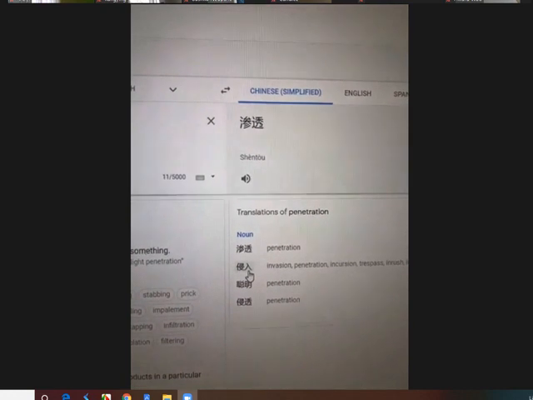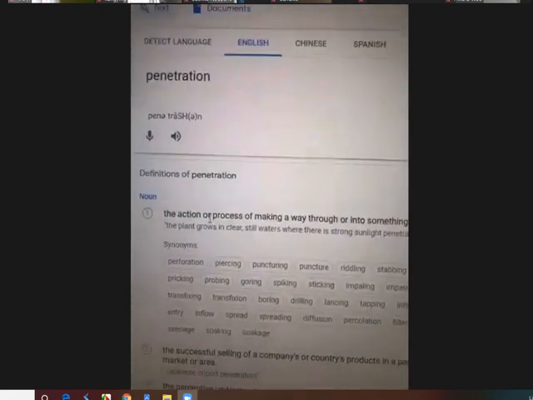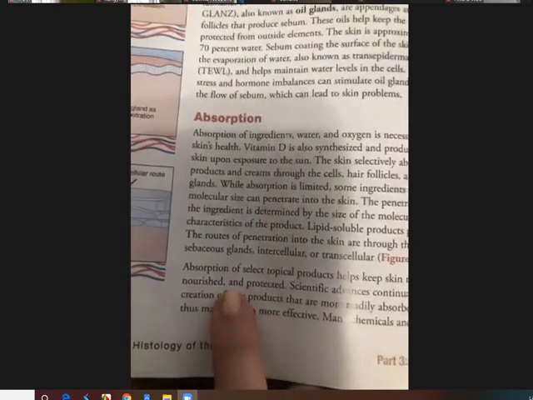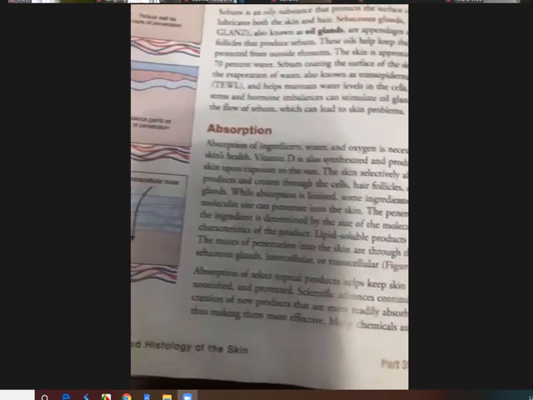Penetration 渗透 或者渗入. Penetration is the action or process of making a way through into something. So penetration means to go into the skin. The word penetration means to be sucked in, absorbed by the skin. So absorption of select topical products can help our skin moisturize, nourish, and protect itself. There are a lot of skincare products, like chemicals and prescription creams, that can penetrate the skin.